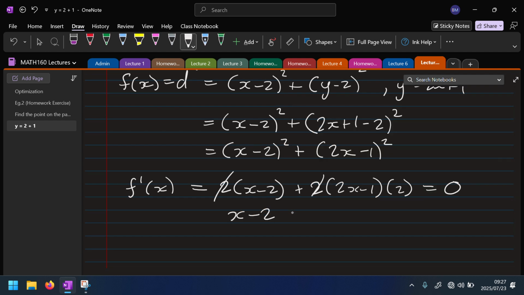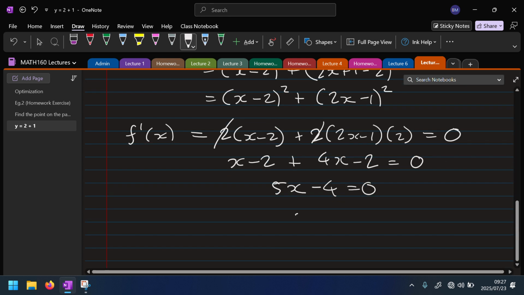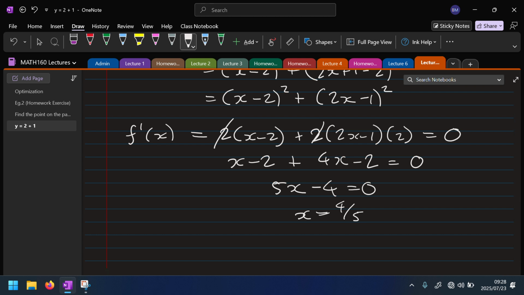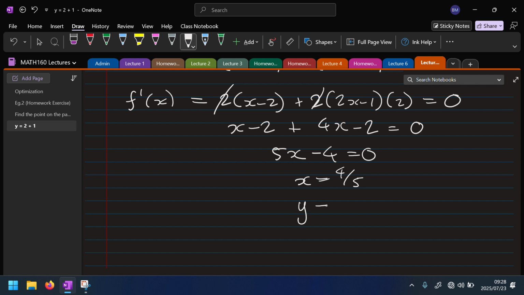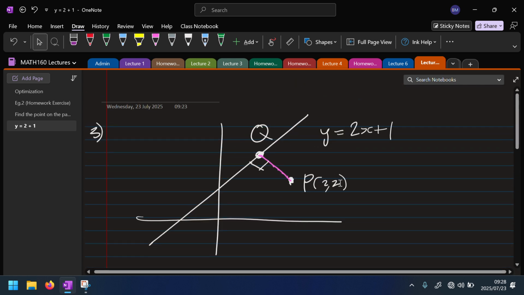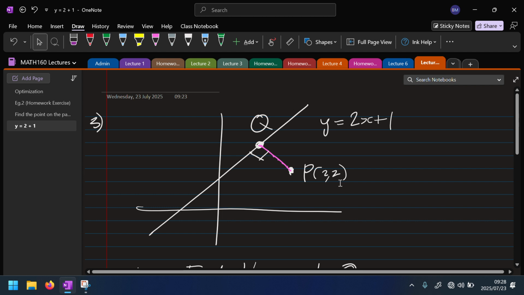So we're going to have x minus 2 plus 4x minus 2 is equal to 0. 4x plus x, so that will be 5x. And then minus 2, minus 2 is minus 4, equals 0. So x will be 4 over 5. So that is the point on the line that gives us the minimum distance. If that's x, then y is just the equation we had there. And then we're substituting x, so that will give us the x and the y that we need.